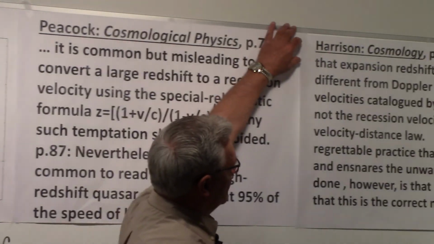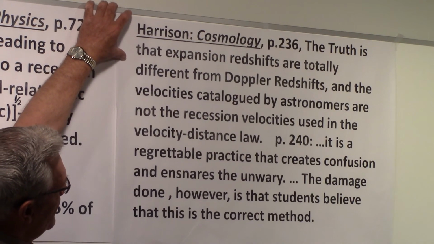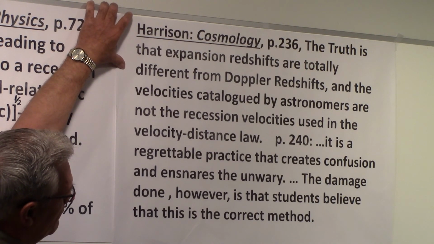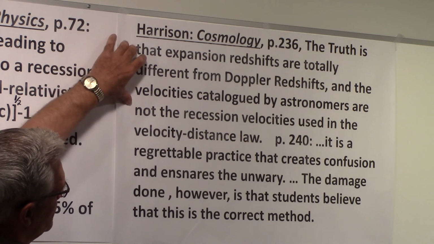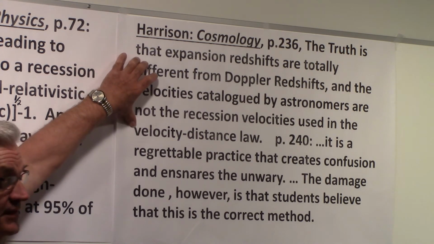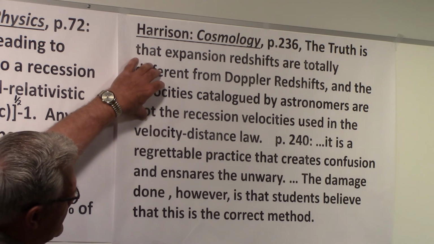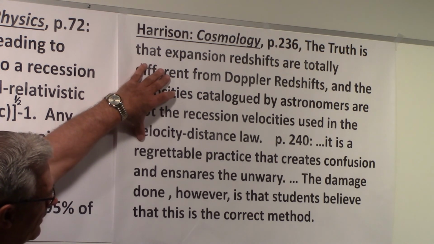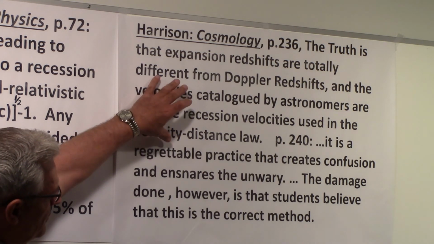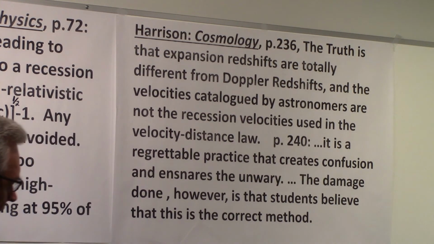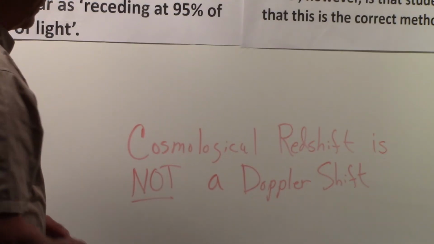If you go to Harrison, Cosmology, page 236, the truth is that expansion redshifts are totally different from Doppler redshifts, which is what we've been saying. And the velocities cataloged by astronomers are not the recession velocities used in the velocity distance law. We didn't talk about that, but that's Hubble's law. On page 240, he says, it is a regrettable practice that creates confusion and ensnares the unwary. The damage done, however, is that students believe that this is the correct method. So the point is, the cosmological redshift is not a Doppler shift.